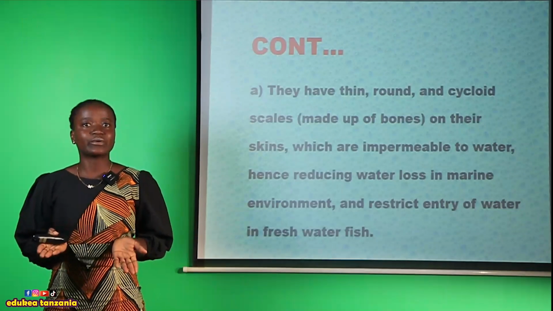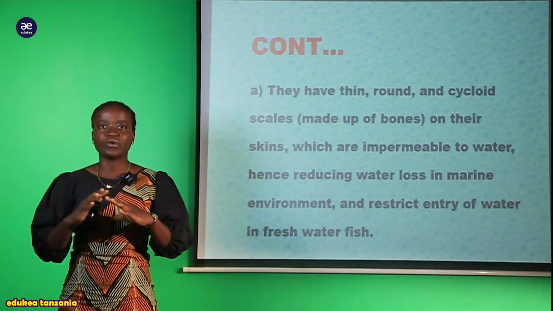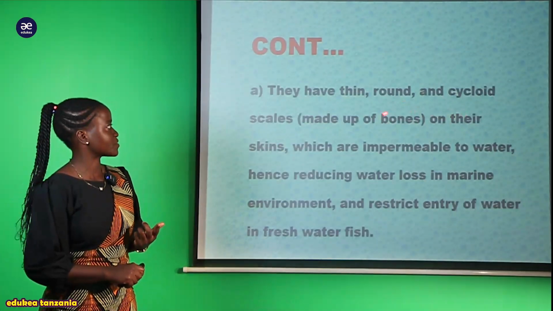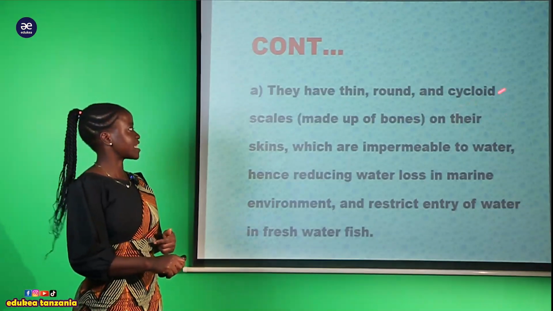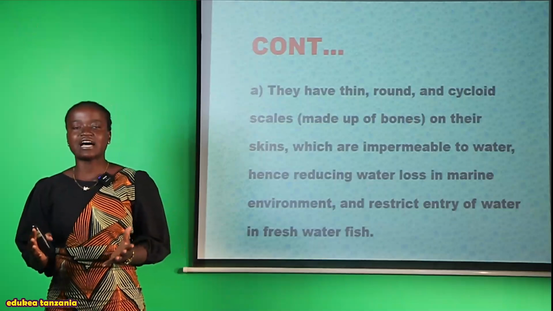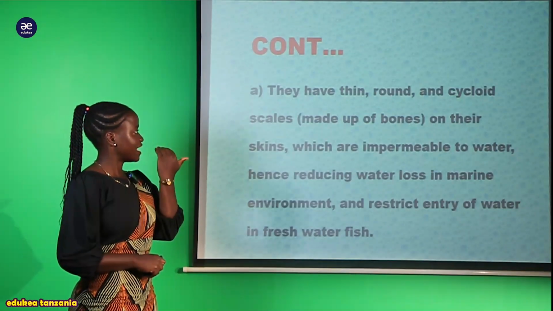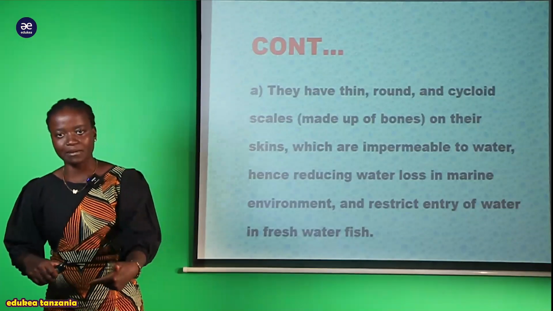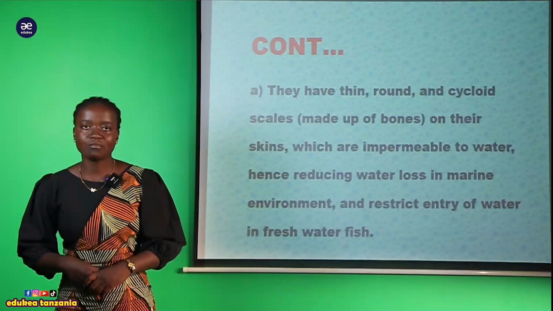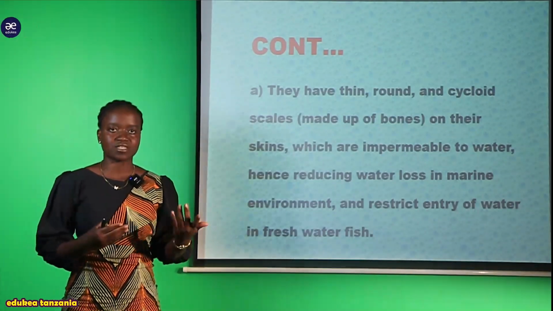Since they are many, they have different kinds of scales, those scales which cover their body. So some possess a thin scale, others possess a round scale, and others have a cycloid scale. But all of the scales are made of bone. So also we can say that the skin is impermeable to water, meaning that water cannot enter their body, due to the presence of the scales which this organism possesses.